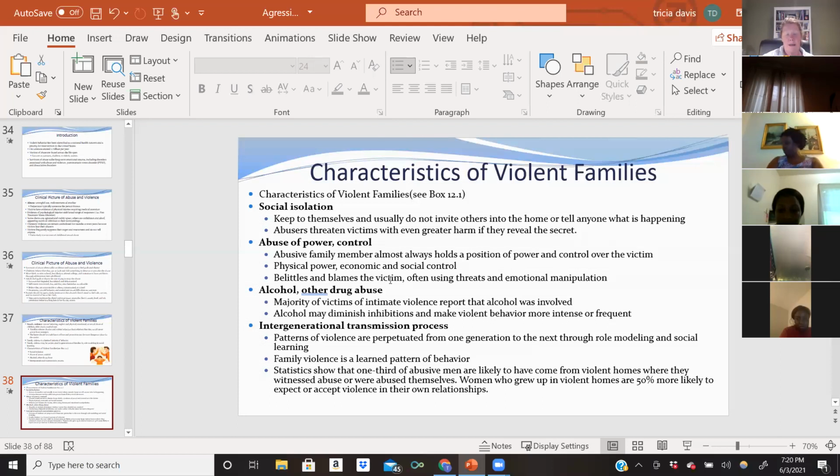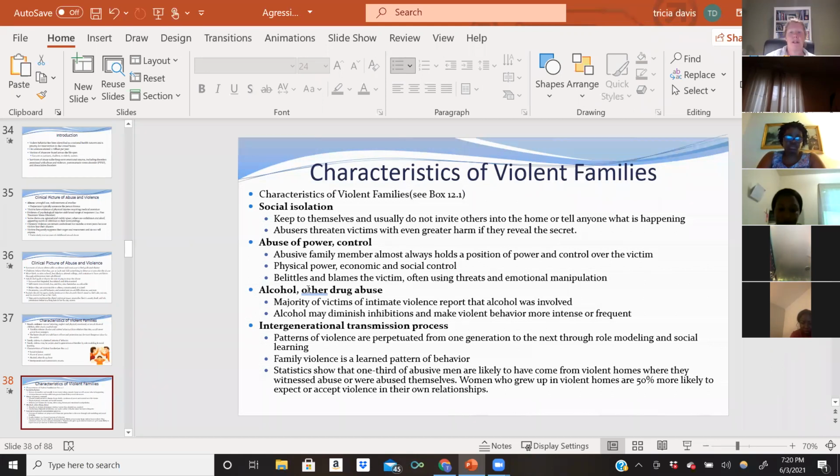Some things that we will see, especially with children, is if maybe the father is abusing the child in the home, he might say, if you say anything to your mom, I'll kill your mom. So then the child feels guilty. They're manipulated and they don't wind up saying anything because they don't want anything to happen to their mom.